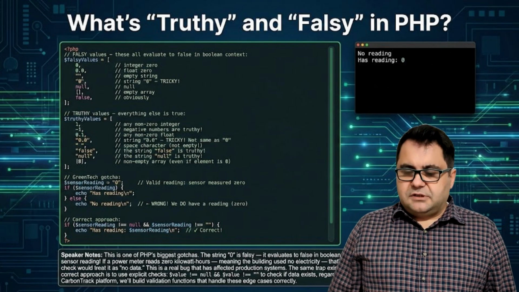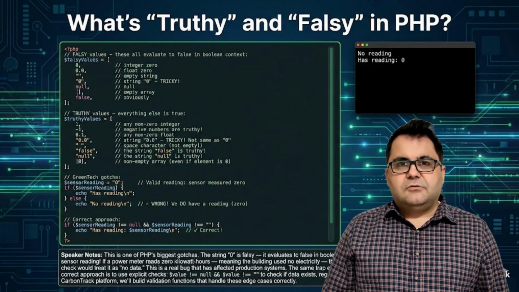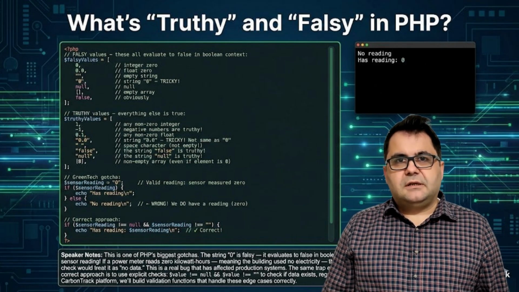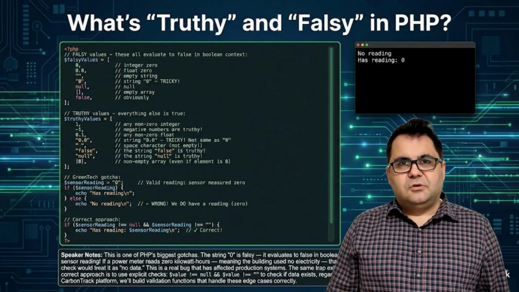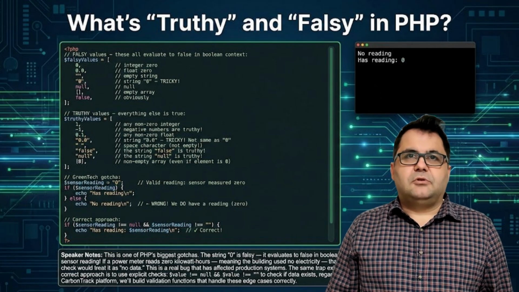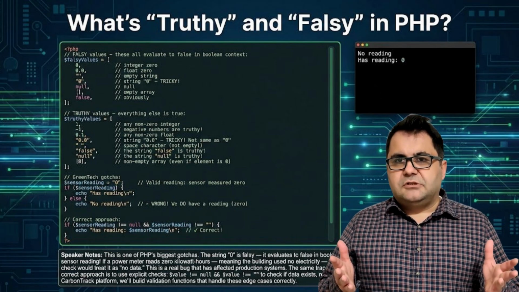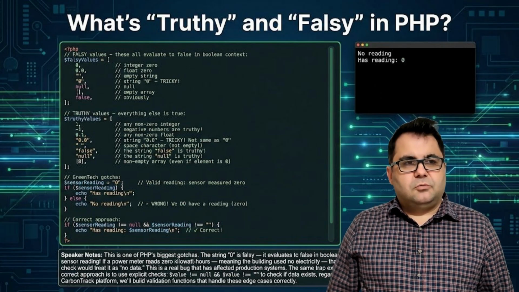This is one of PHP's biggest gotchas. The string "0" is falsy. It evaluates to false in Boolean context. But 0 is a perfectly valid sensor reading. If a power meter reads 0 kilowatt hours, meaning the building used no electricity, that's real data. But a naive if check would treat it as no data. This is a real bug that has affected production systems. The same trap exists with the integer 0 and float 0.0.